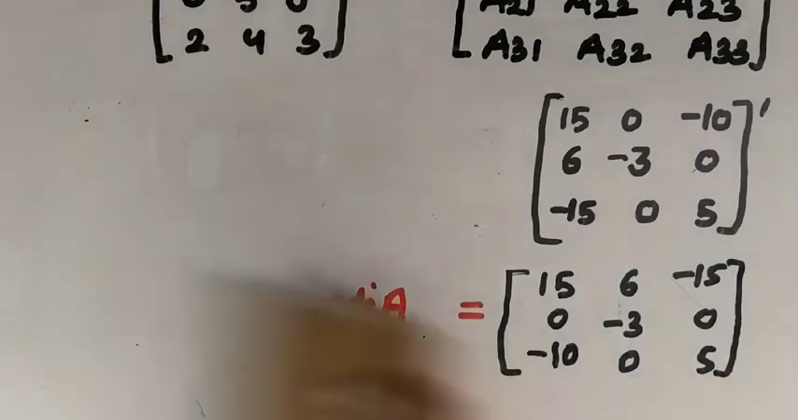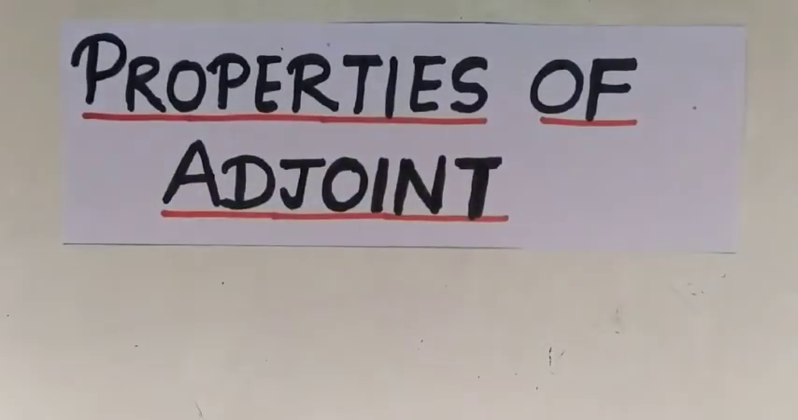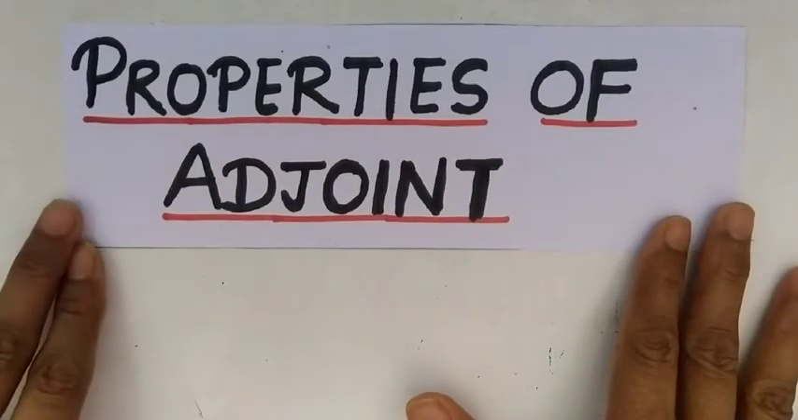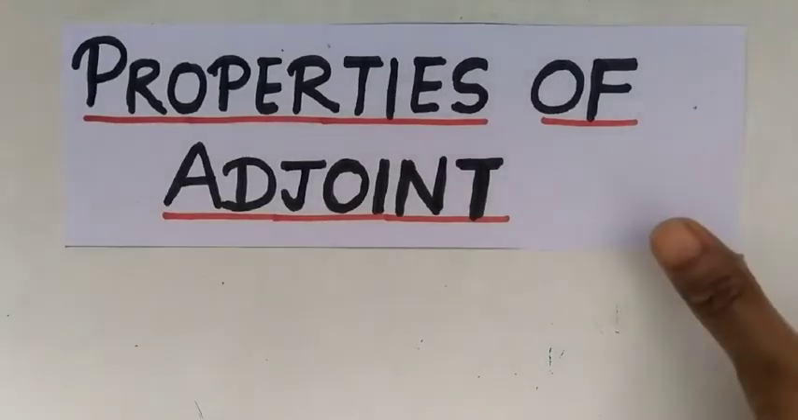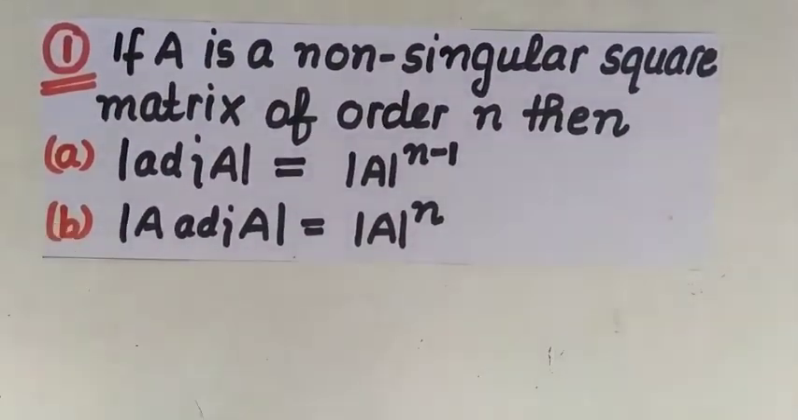Now come to properties. So our next topic is properties. Properties of adjoint. So we will study about properties of adjoint. There are so many properties, one by one we will study them. So the first property is, if A is a non-singular square matrix. Non-singular means whose determinant is non-zero. Okay, I had discussed this in previous lectures.